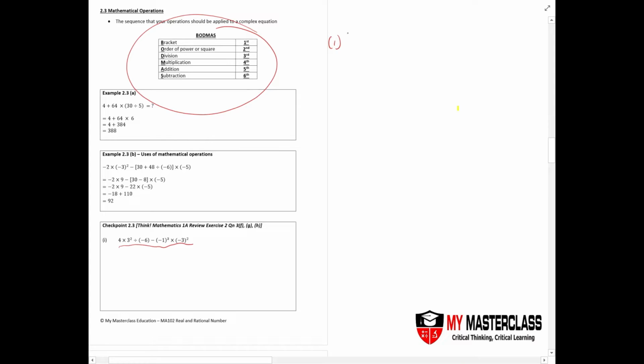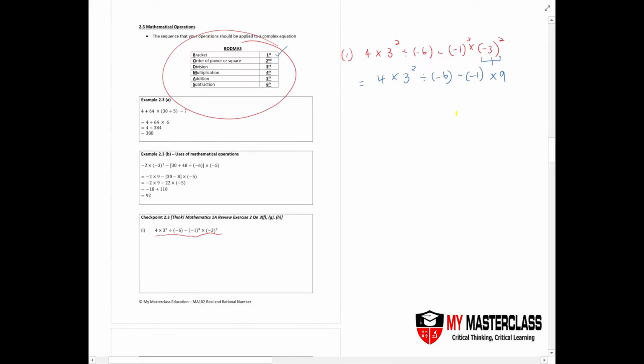What we are having here is 4 multiplied by 3 to the power 2 divided by negative 6, minus away negative 1 to the power 3 times negative 3 to the power 2. Now what is the first thing that I would do over here? I will tackle the bracket. So what will I do? It will be 4 multiplied by 3 square divided by negative 6. Now negative 1 to the power of 3 will still give you a negative 1. And then down here I will have a minus 9. Sorry, multiplied by 9. It will be a positive 9 in this case, because negative 3 square will give you a positive 9.